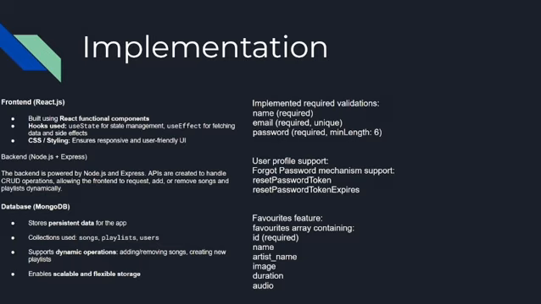And useEffect is for fetching data from the servers. When we are calling the API, useEffect is used for that purpose. The CSS styling ensures a responsive and user-friendly UI. The backend is powered by Node.js and Express. APIs are created to handle CRUD operations, allowing the frontend to request to add songs and change the playlist dynamically. The database stores persistent data for the app.